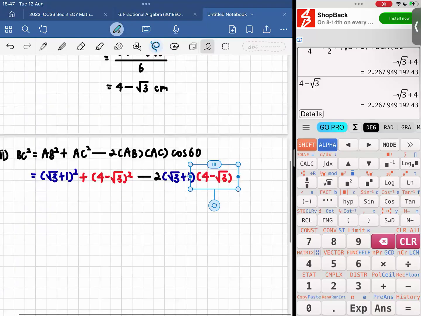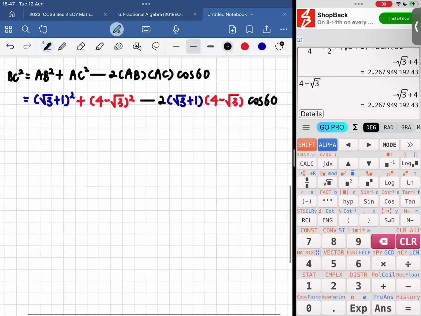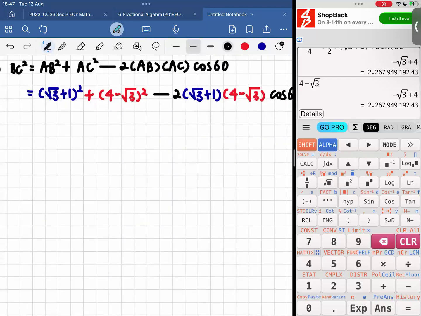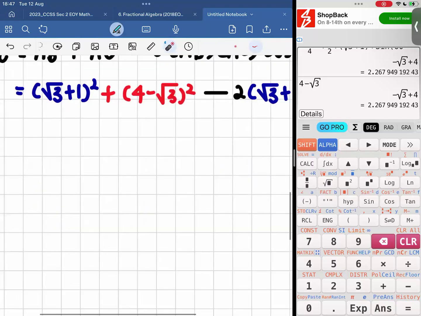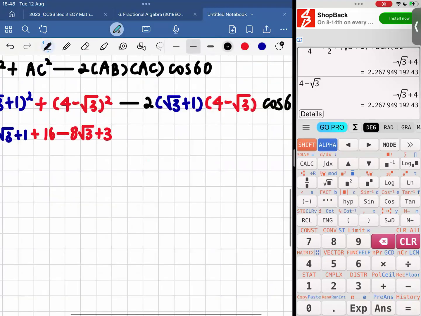And then cosine 60. Wow, luckily there's space. Cosine 60. Okay, now we're going to expand carefully. This one is not 3 plus 1, okay? This one must be A square plus 2AB plus B square. So A square plus 2AB plus B square. And A square minus 2AB plus B square. Okay, alamak, this one is so torturous.